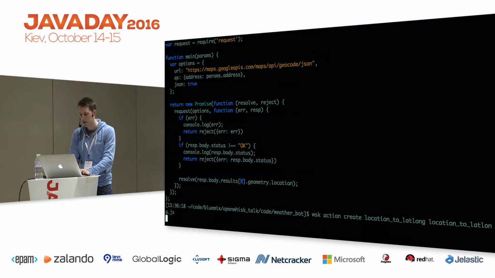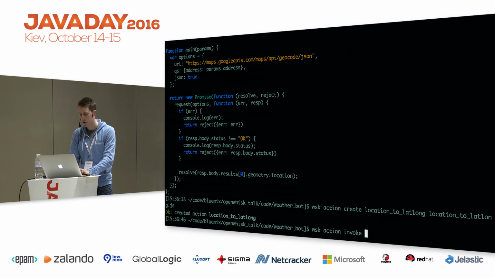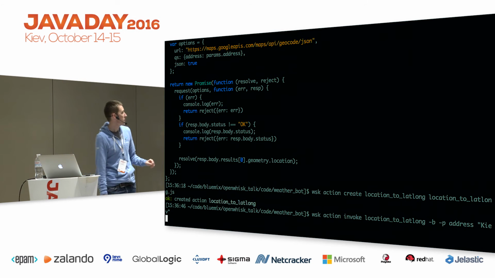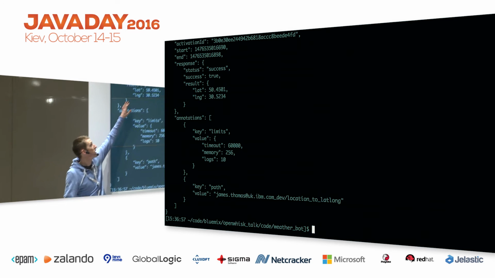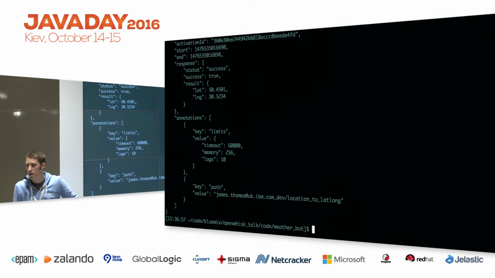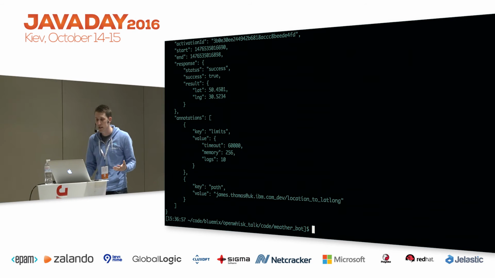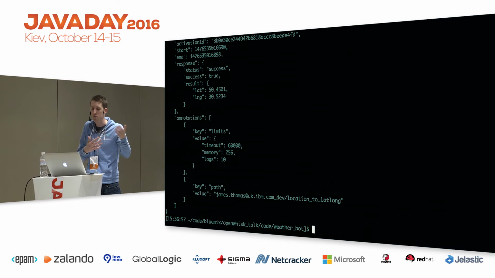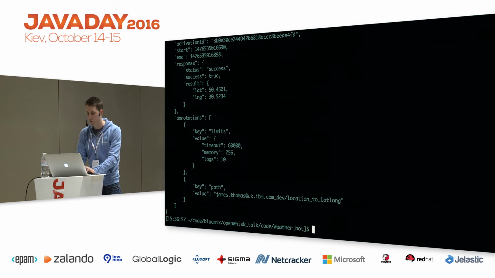like that, and I can say whisk action invoke location to lat long. Now we need to pass in an address. So let's try Kyiv, see if it can tell us where we are. So hopefully, there you go, right? That should be, allegedly, the latitude and longitude for the center of Kyiv. So that was pretty easy, right? That's my first service that I'm using to build weatherbot already up and running.